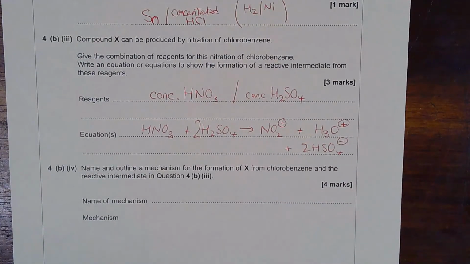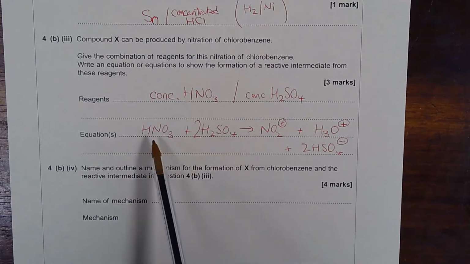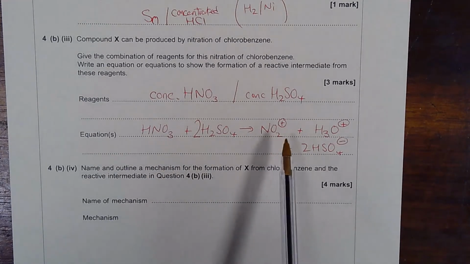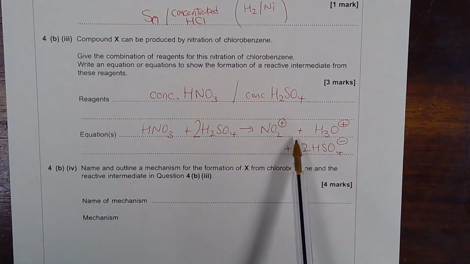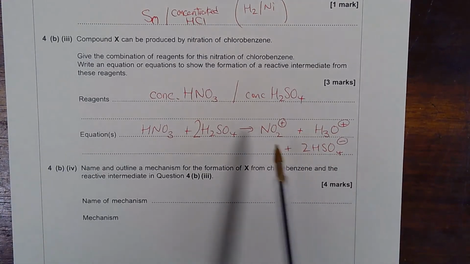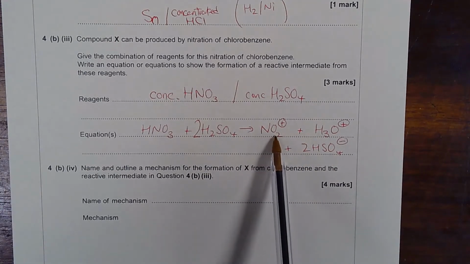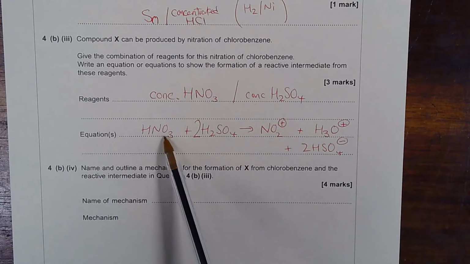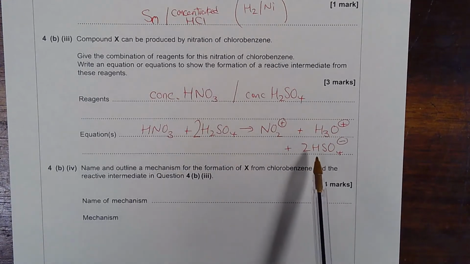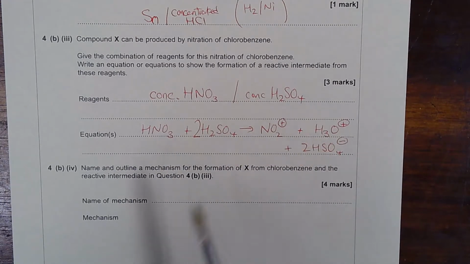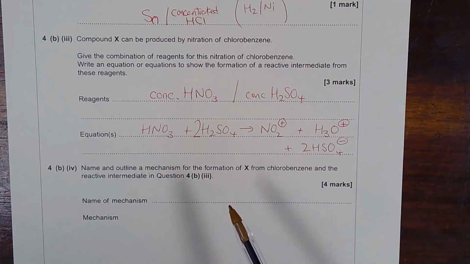So, as I say, you could write it as 2 equations. One equation where 1 mole of this reacts with that to form NO2 plus and HSO4 minus, and then the H2NO3 plus from the protonation of this reacts with another mole of this to produce 1 mole of that and the nitronium ion, or by just decomposition.